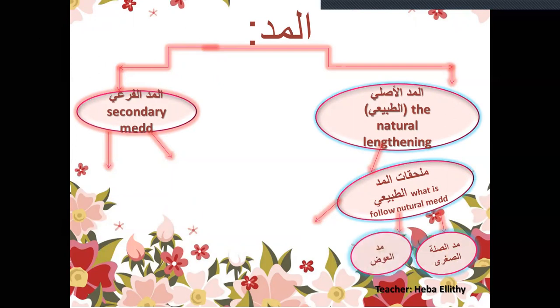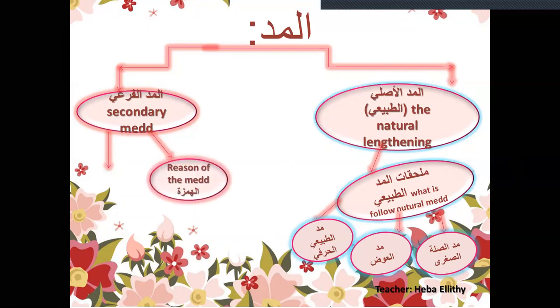The lesser connecting مد and the substitute مد. And المد الطبيعي الحرفي, the natural مد in the letter. So we finished all these right side categories, alhamdulillah رب العالمين. Next time, inshallah, we will start talking about al-mad al-far'i, the secondary mad. And we said al-mad al-far'i has 2 reasons, al-hamza or al-sukoon. We have more categories under these 2. We will go through them, inshallah, in the next classes.